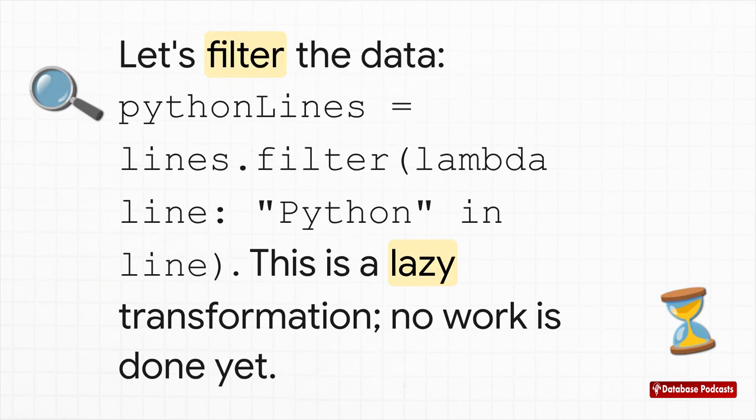Okay, so we have our lines RDD, our big table. Let's do something to it. Let's find all the lines that contain the word Python. This filter function, it's basically just a where clause from SQL. We're telling Spark we want to define a new RDD that only has the lines that match our rule. And guess what? This command is also instant. We still haven't actually done any work. We're just adding another step to our plan.